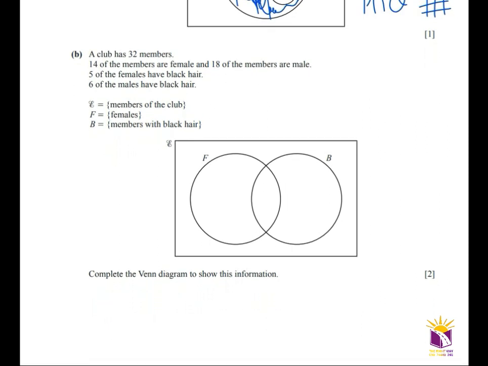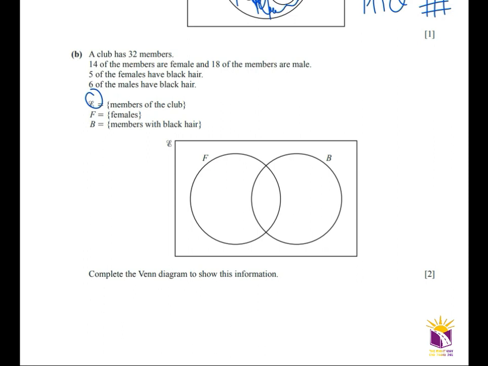A club has 32 members. 14 of the members are female and 18 of the members are male. 5 of the females have black hair and 6 of the males have black hair. This is the universal set. F is for female and B is for the black hair. Complete the Venn diagram. So the total members of the club are 32.